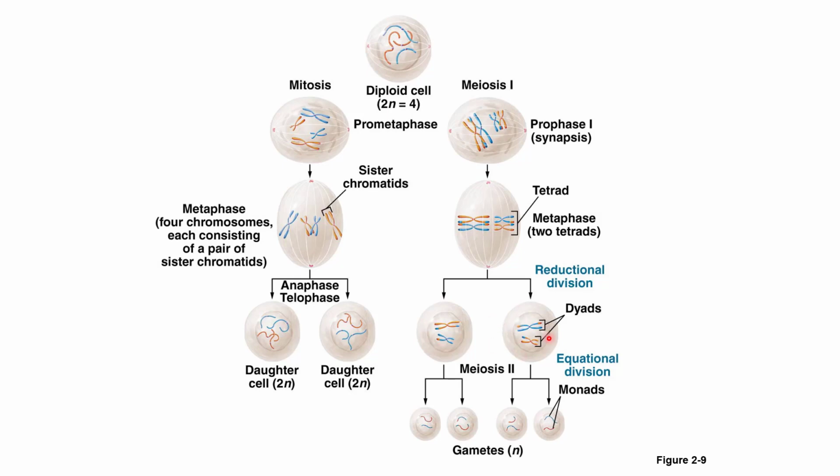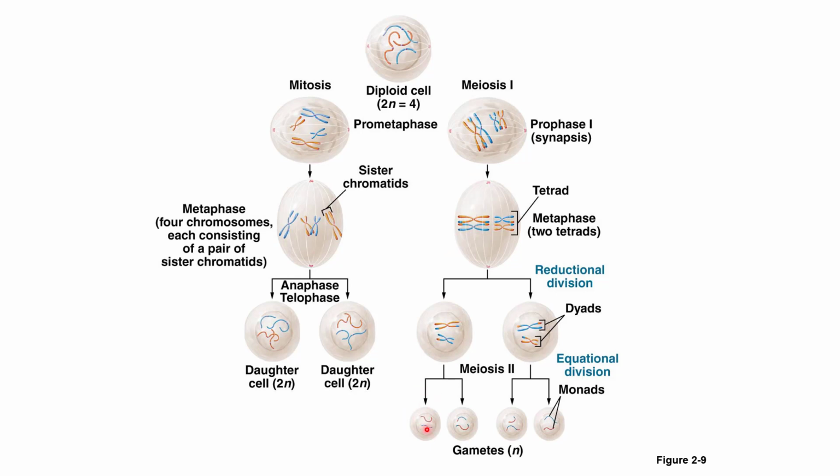Now, we have a second meiosis division, which we call meiosis 2. This is now the equational division, in which we want to make sure that we only have a single copy of each of those chromosomes in there. So we divide again, and this would be a division very similar to mitosis, in which the sister chromatids this time get pulled apart, not the homologous chromosome pairs.